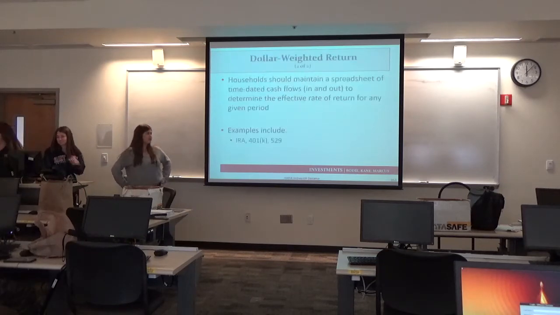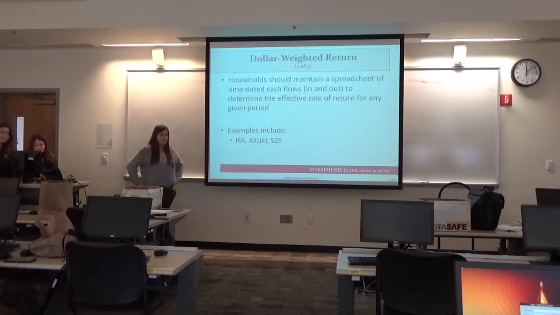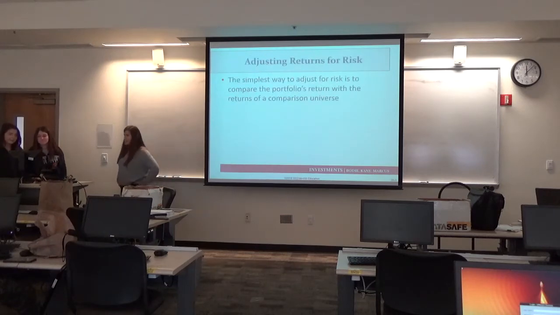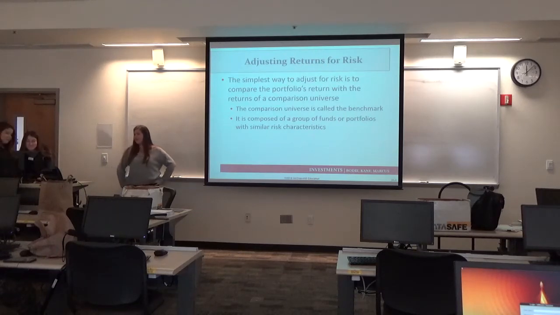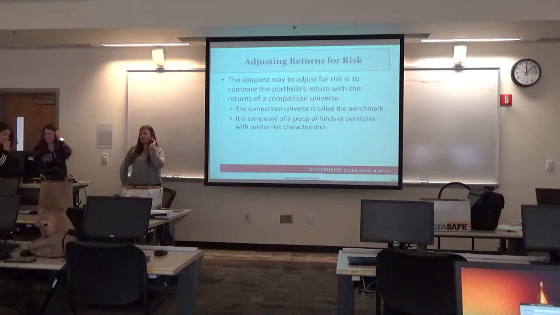So an example would be like the IRA or the 401k. Adjusting returns for risk: the simplest way to adjust for risk is to compare the portfolio's returns with the returns of a comparison universe. The comparison universe is called the benchmark, and it's composed of a group of funds or portfolios with similar risk characteristics.